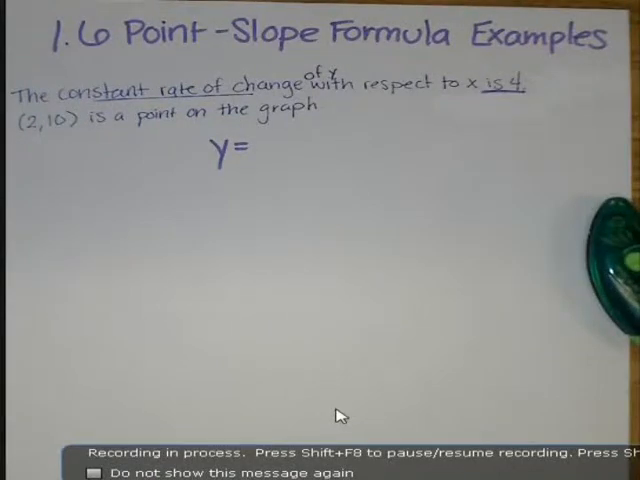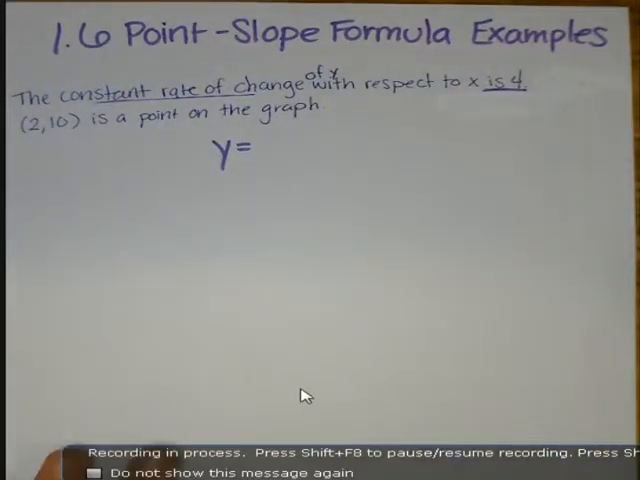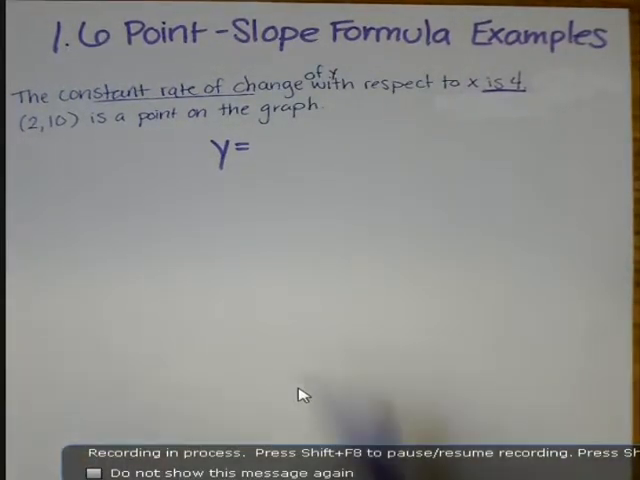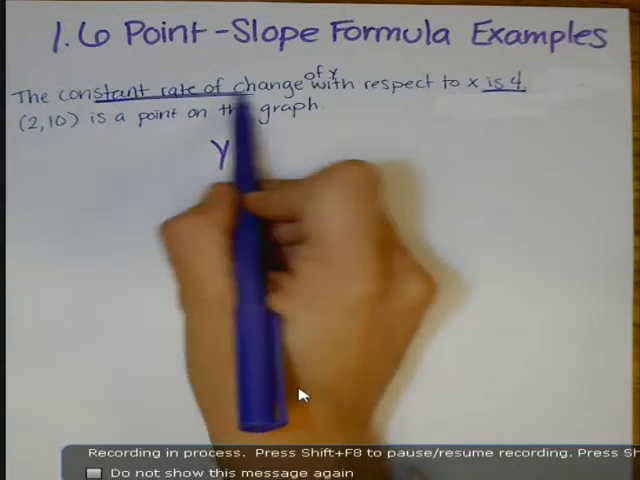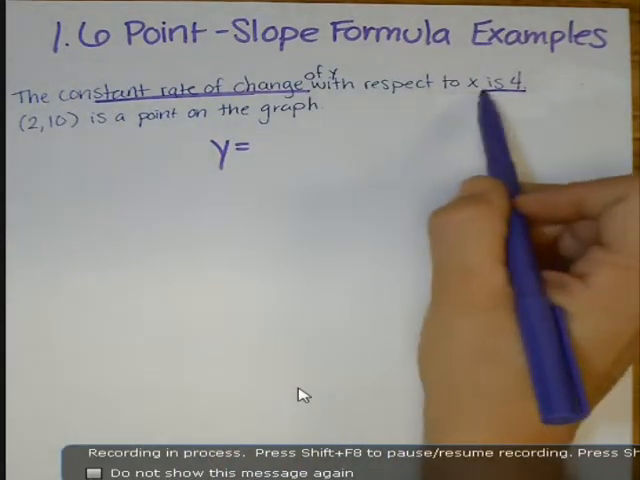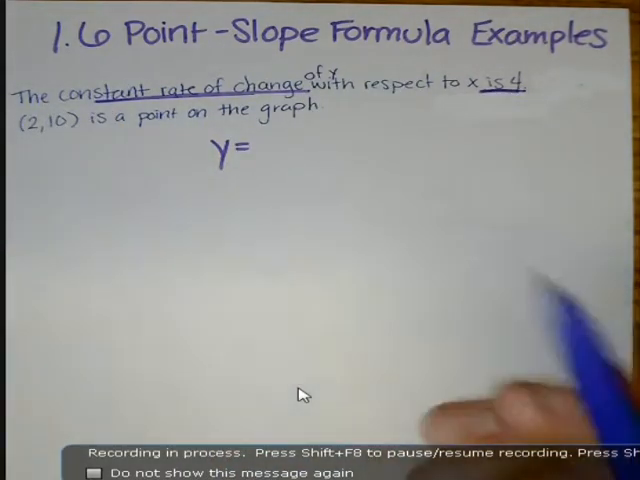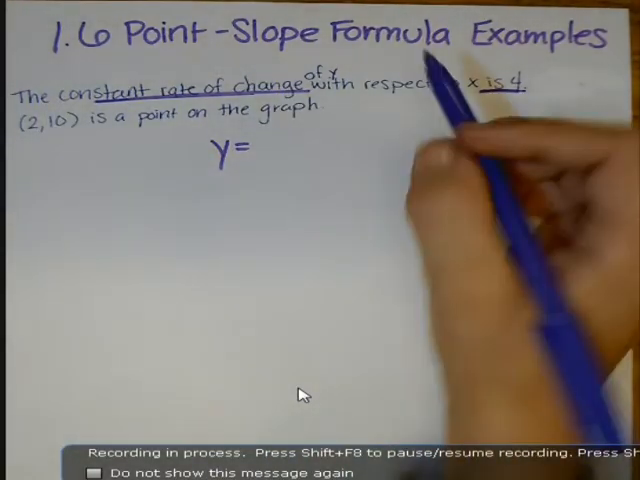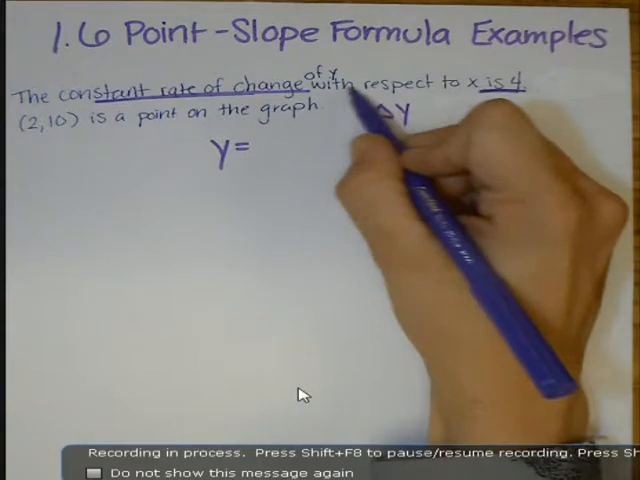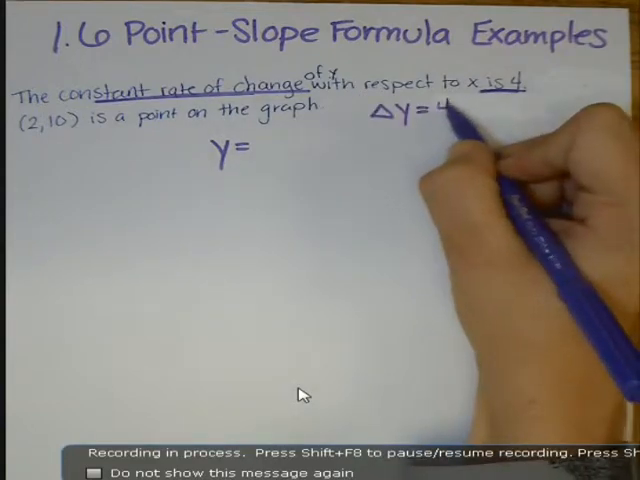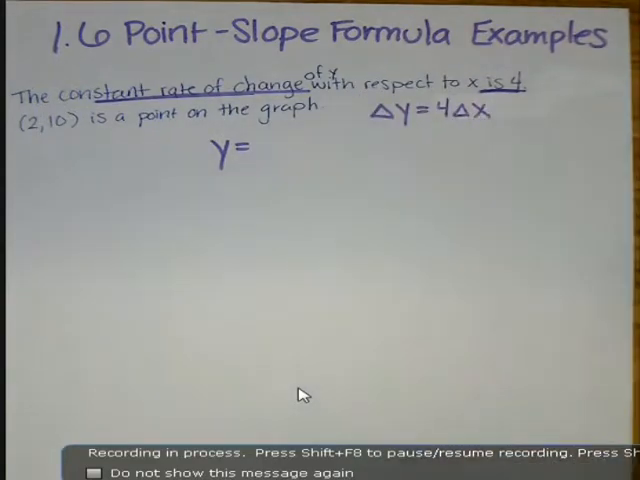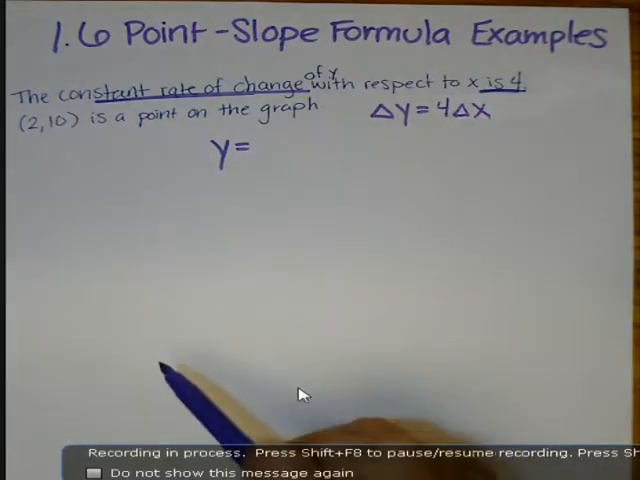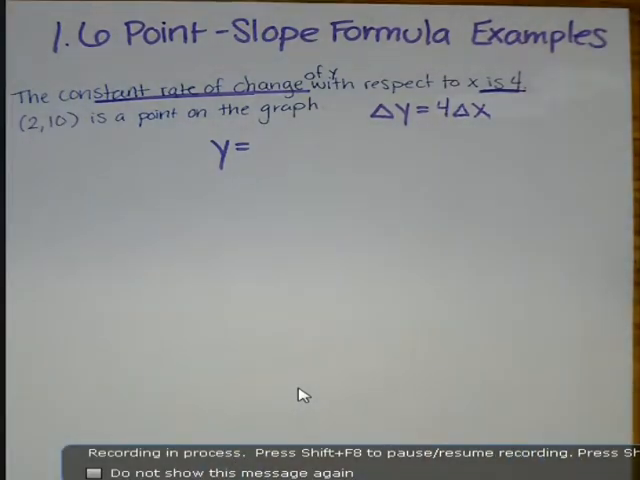Right, three types of homework problems that we discussed in class you're going to see related to the point-slope formula, at least for today's homework. We're given a sentence: the constant rate of change of y with respect to x is 4. Don't be intimidated here. The constant rate of change, aka your slope, is 4. Delta y with respect to delta x is 4. Change of y is 4 times as large as the change of x. That's all that sentence said.